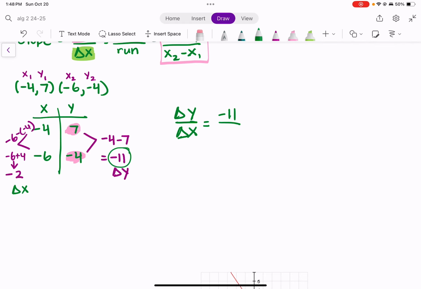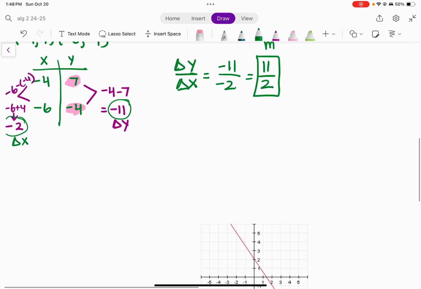My change in x was -2. So the negatives cancel out. So my slope, or my m, is 11 over 2. So this is my slope, right? So that's how you find the slope if you're given points.